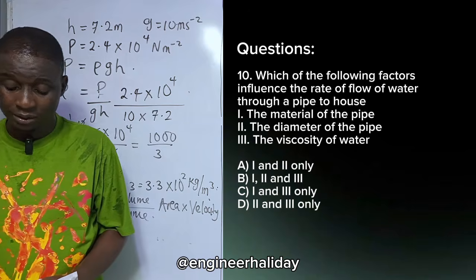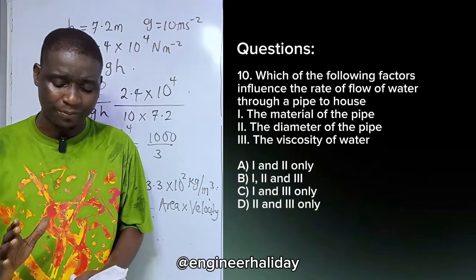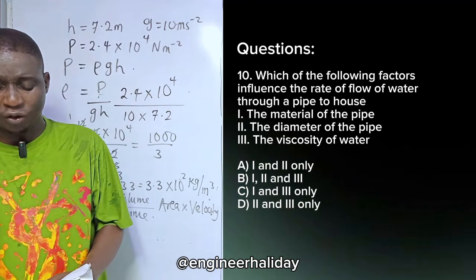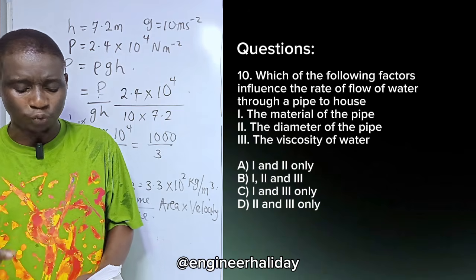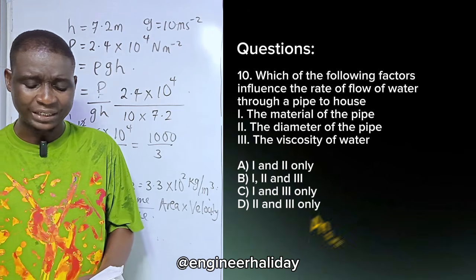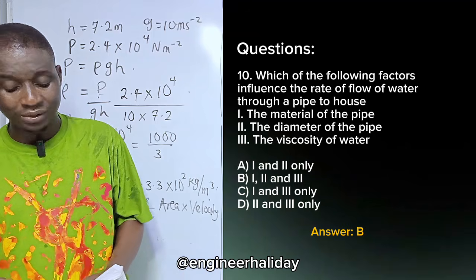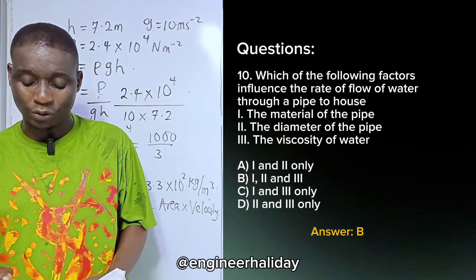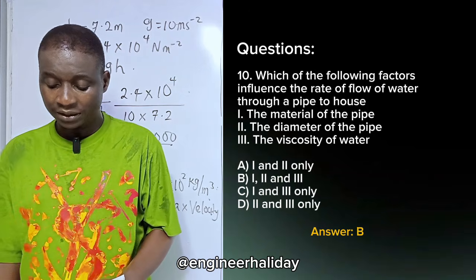So our answer now: Roman figure 1 is the material of the pipe, Roman figure 2, the diameter of the pipe, Roman figure 3, the viscosity of water. So for the answer to that question, option A is 1 and 2 only, B is 1, 2 and 3 only, C is 1 and 3 only, D says 2 and 3 only. The answer to that question is B, which is 1, 2 and 3 only.